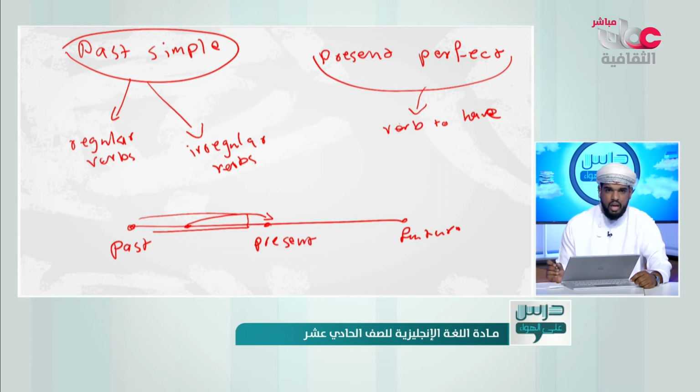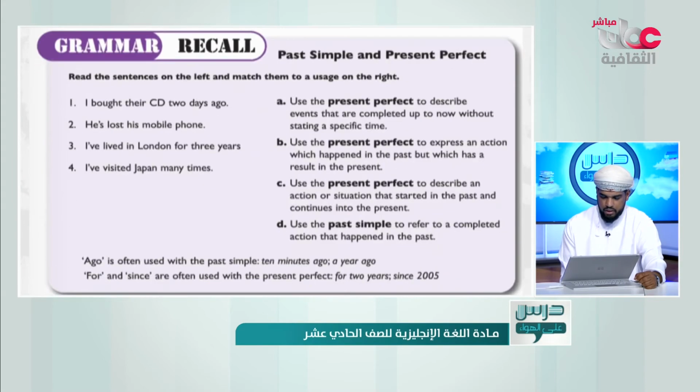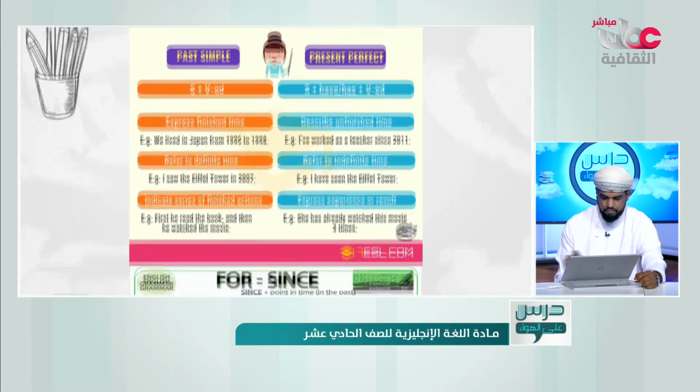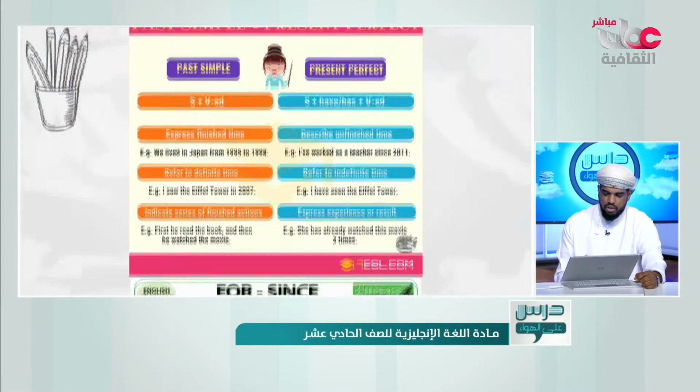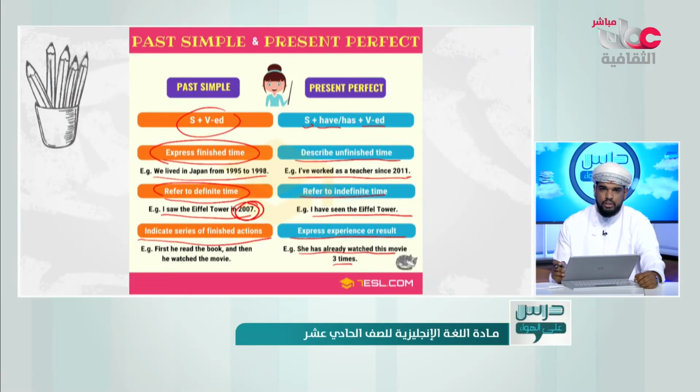Like that example, I've worked as a teacher since 2011. He started here in 2011, but he is still working till now. But he didn't use past simple, he used present perfect. So this is to make it clear a little bit, okay? Also, when we want to mention the time in a present perfect, we have 2 signs.